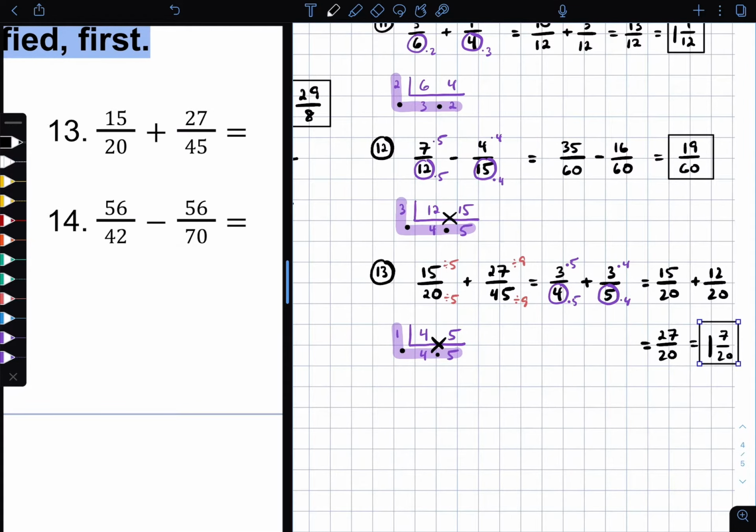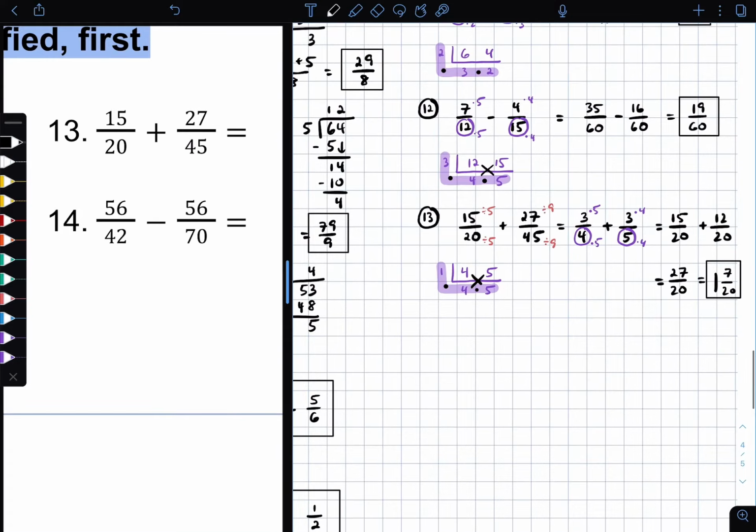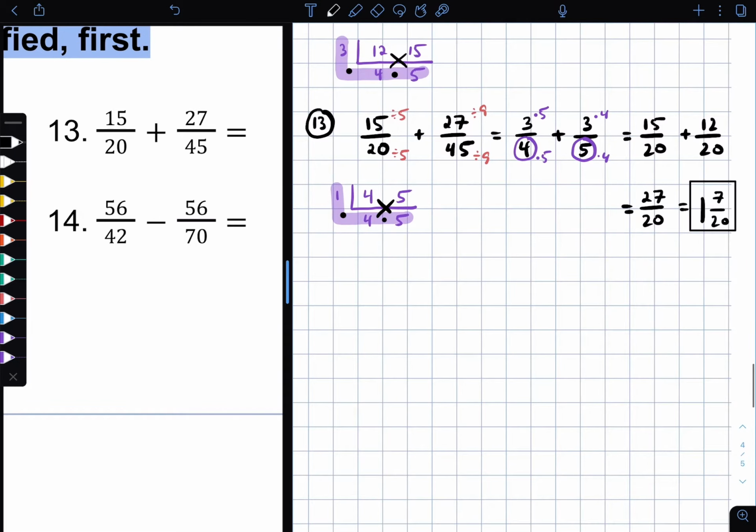That would be the most simplified version of this addition problem, and we didn't have to find out when 20 and 45 met, because we could just simplify and find out when 5 and 4 meet, which is going to be a lot easier.